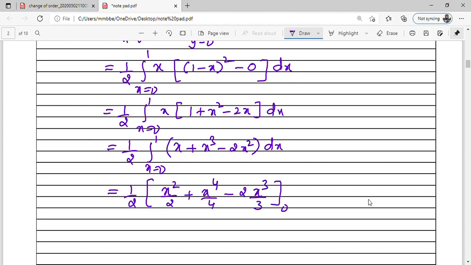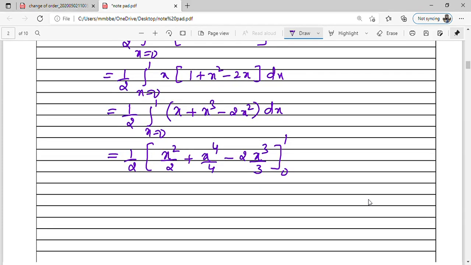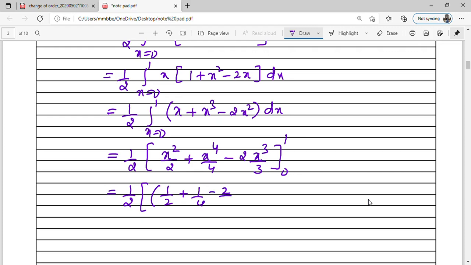So apply the limits 0 to 1. Here also you have to apply upper limit minus lower limit. First I am applying the upper limit: wherever x, it is 1 by 2 times 1 plus 1 by 4 minus 2 by 3. This is the upper limit, wherever x I have substituted 1. Now minus, wherever x you substitute 0: 0 square by 2 means 0, plus 0 to the power 4 means 0, minus this is also 0. So the whole term is 0.